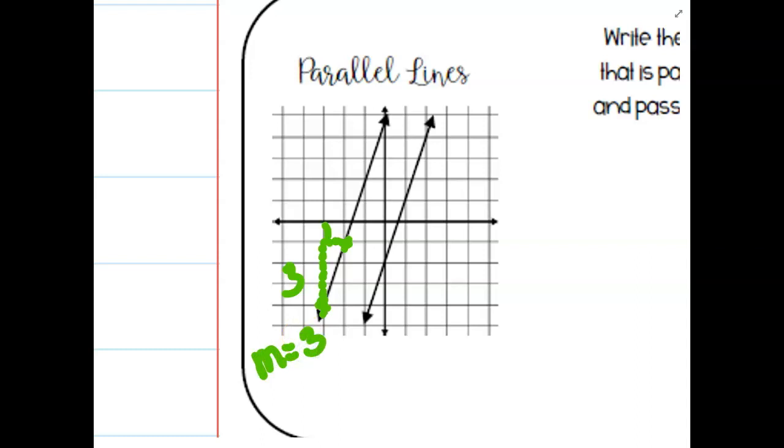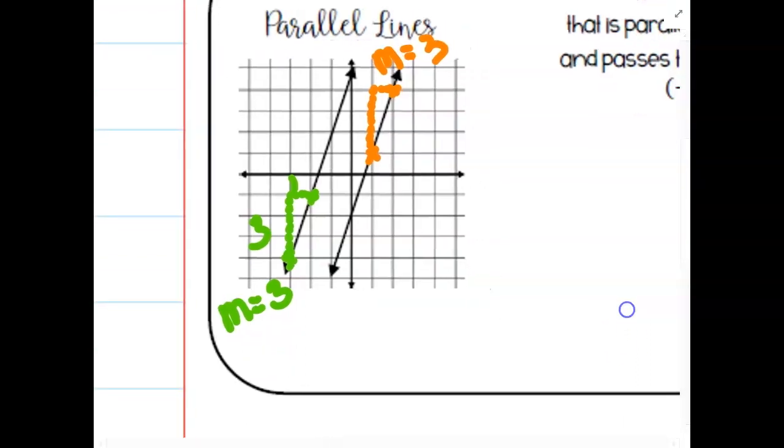If I look at the other line, once again, find 2 points on the line, so maybe this point, and do the same thing. To get from this point to this point, we would rise 3, run 1. The slope of that line is also 3. So I have these parallel lines that both have a slope of 3. Do you think that's a coincidence?